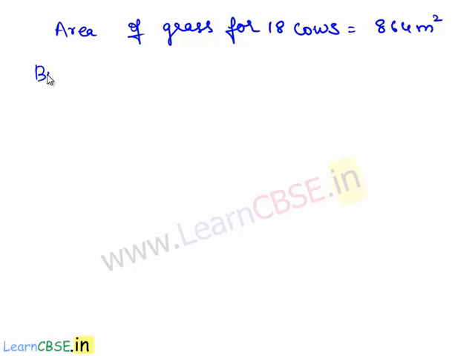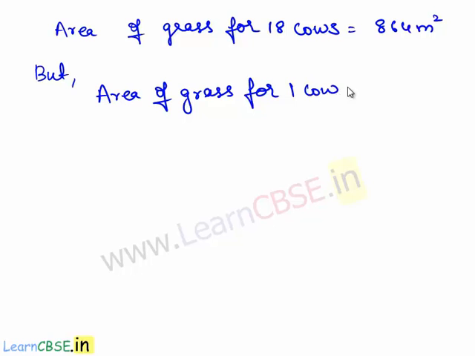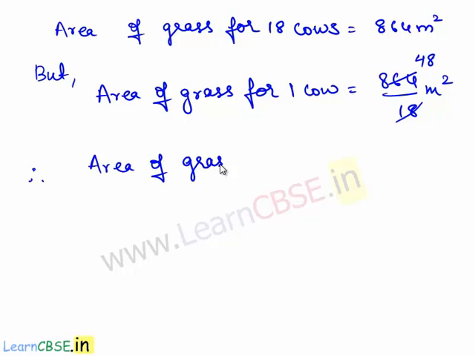But area of grass for 1 cow is equal to 864 divided by 18 meter square. 18 goes in 864 48 times. Therefore, area of grass that is sufficient to graze for 1 cow is equal to 48 meter square.